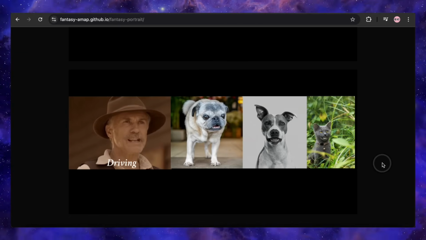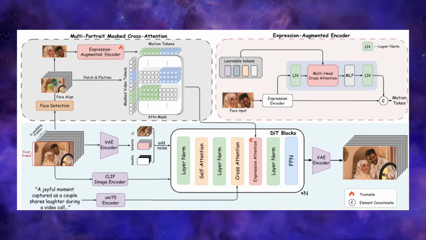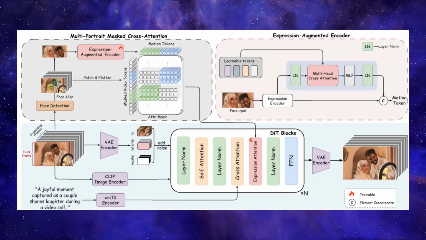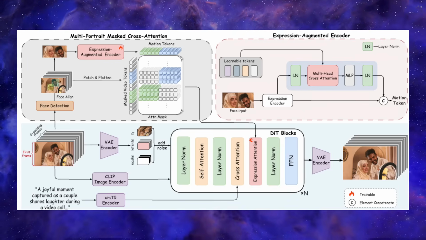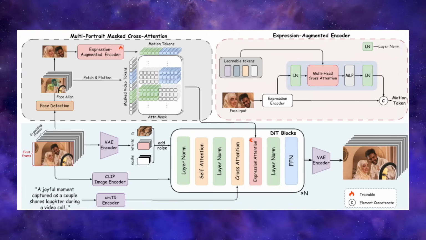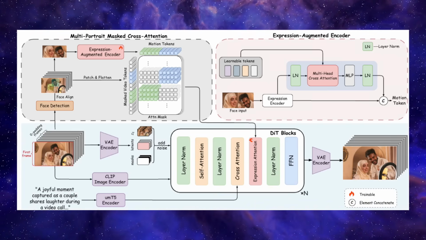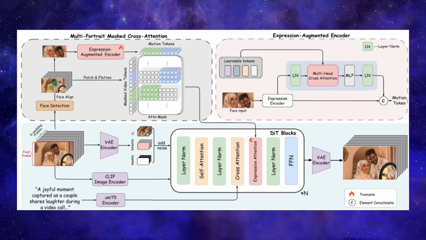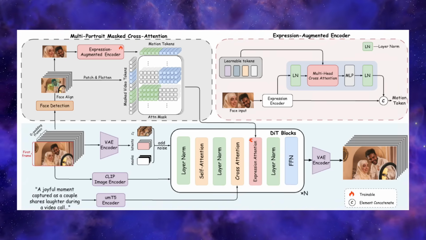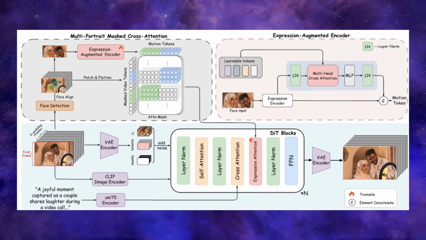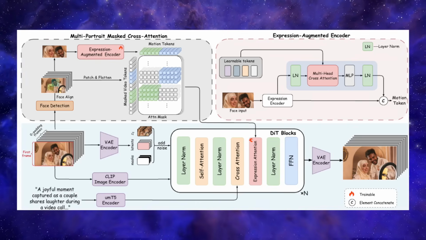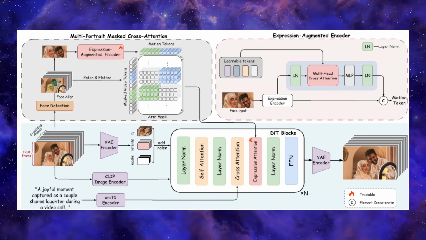So how does this all work? The secret is that Fantasy Portrait moves beyond the old methods. It's built on a powerful diffusion transformer, or DiT architecture. Instead of relying on tracking explicit points like facial landmarks, which often fails when you're trying to transfer between different-looking people, it learns an implicit, abstract representation of facial expressions. It actually breaks down facial dynamics into separate components: lip motion, eye gaze, head pose, and emotion.